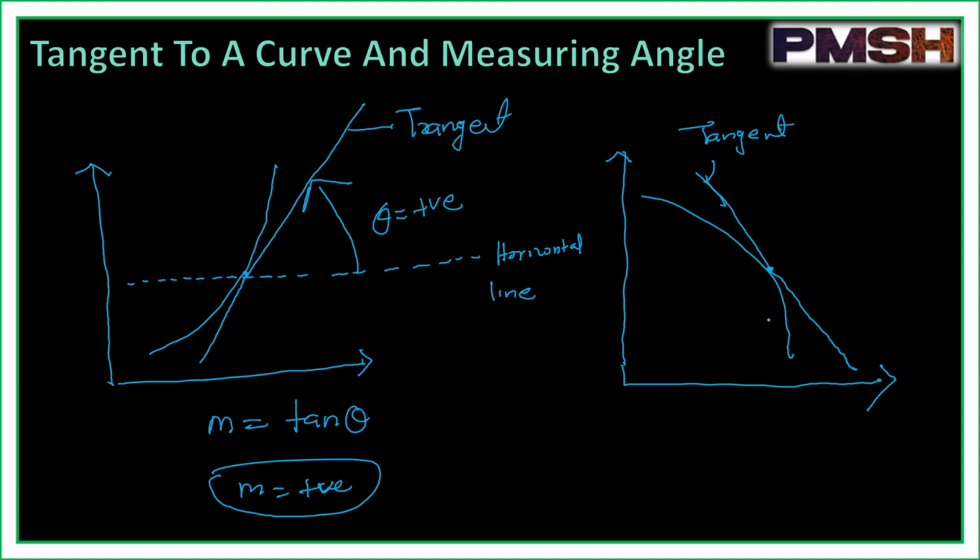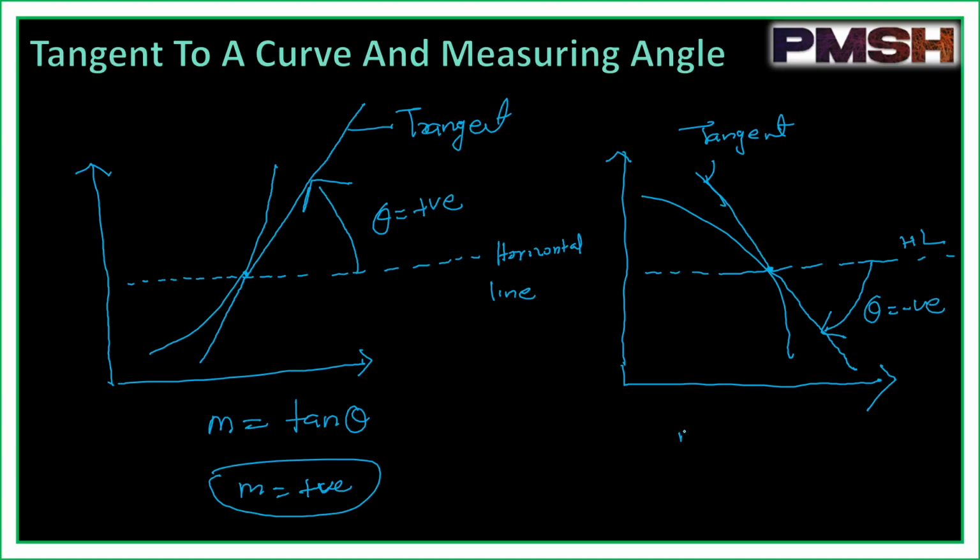Okay. So we know in order to measure the angle, we should consider a horizontal line at which the tangent meets the curve. That is, at this position, I have to consider a horizontal line. So this is the horizontal line. And we start measuring the angle from the horizontal line to the tangent. So this way we will be measuring. Okay. So here theta is negative.